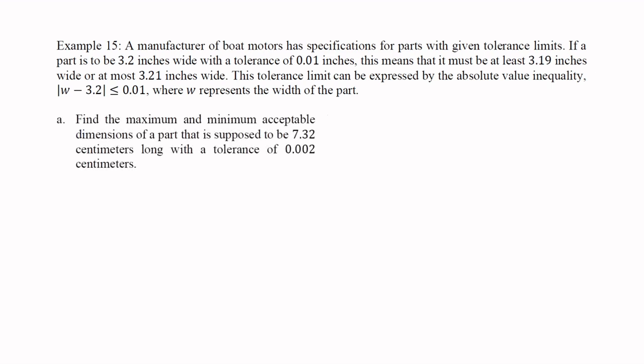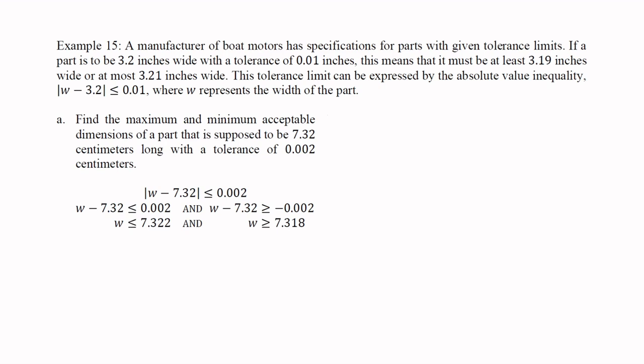Find the maximum and minimum acceptable dimensions of a part that is supposed to be 7.32 centimeters long with a tolerance of 0.002 centimeters. So we write down our inequality. The absolute value of W minus 7.32 is less than or equal to 0.002. And then we're going to solve it. Since we have a less than, it's an and statement. And then we solve each one independently.